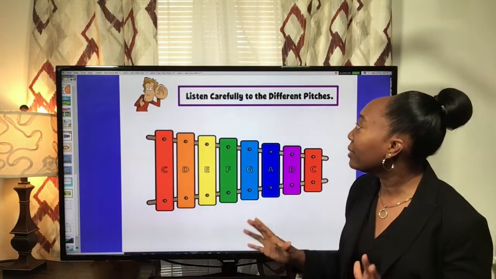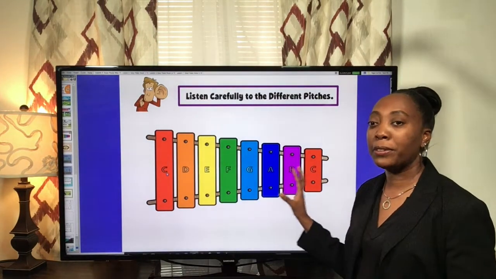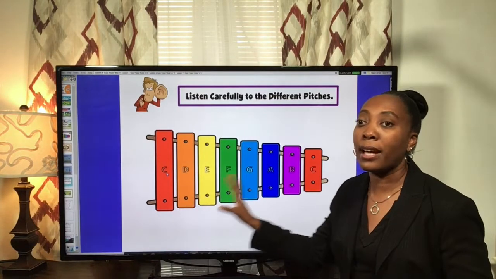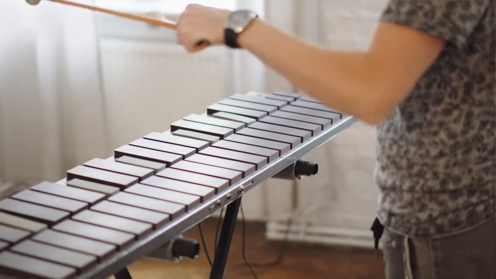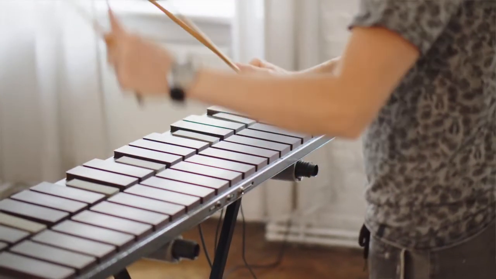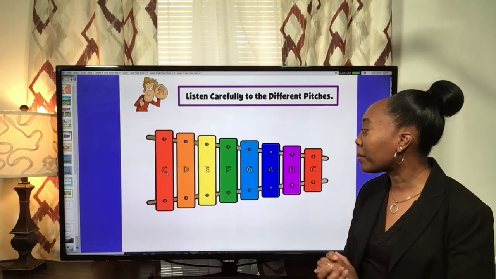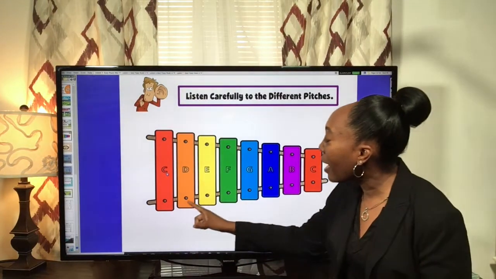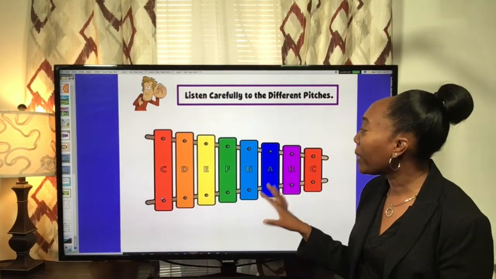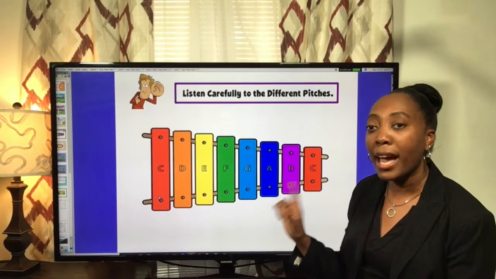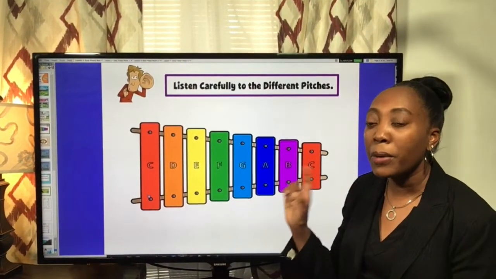Now let's listen very carefully. First of all, what instrument do you see? You probably have one of these at home. Exactly, it's a xylophone, and a xylophone is a tuned percussion instrument. And let's look at this xylophone. We have a lot of things going on. First, let's count the metal bars. And then we're going to go a little bit deeper.